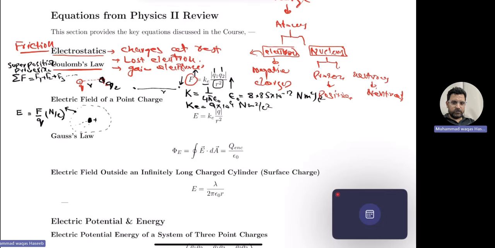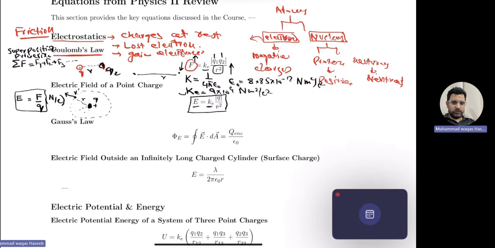If you want to calculate the electric field due to a point charge, this is the expression: E equals k q over r square, where k is the constant and r is this distance. This is q, and this is another small q, or q prime. So you calculate the force per unit charge on this charge. So it is the electric field, and this is the electric field due to a point charge.